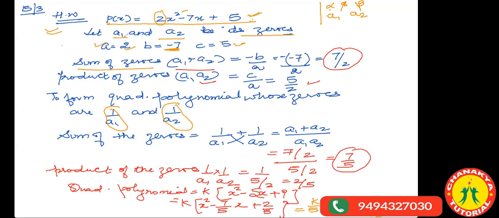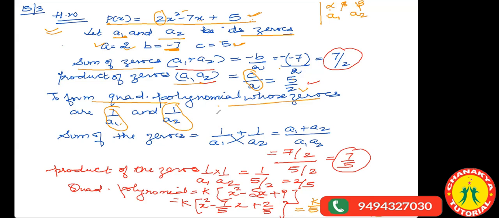Okay. Now product of the zeros, children. It will be a1 into a2. Right? So the formula for product of the zeros is c by a. So now put the value of c, 5, and divided by a, the value of a is 2. Now we have to form a quadratic polynomial whose zeros are 1 upon a1 and 1 upon a2.